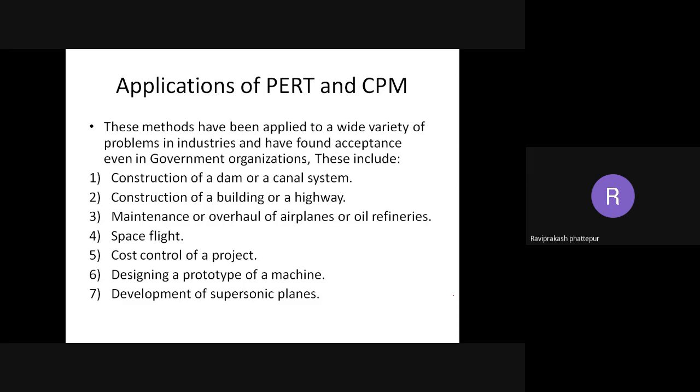So how big is this particular project? Nearby many villages will be helped by these dams and canals, and also many villages will be submerged, if there are any villages in that particular area. So even something as big as the construction of a dam or a whole canal system could be done using PERT and CPM analysis.